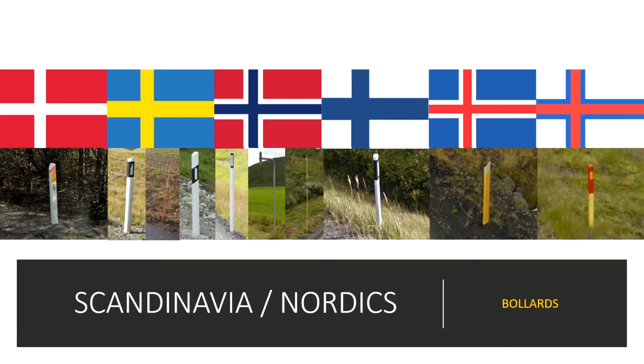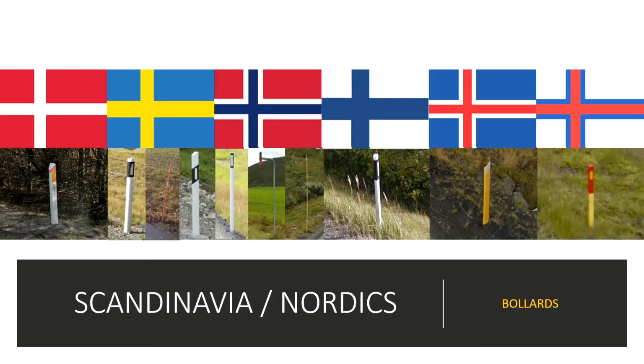Now the Swedish snow pole and the Norwegian snow pole are quite different. It's an orange snow pole in Sweden and a yellow looking snow pole in Norway. The Danish bollard is really unique as well. It can't be compared to the Belgian bollard, but from Nordics and Scandinavia, it is quite unique. Iceland has this yellow thin, 2D looking bollard, and Faroe has a red and yellow bollard.